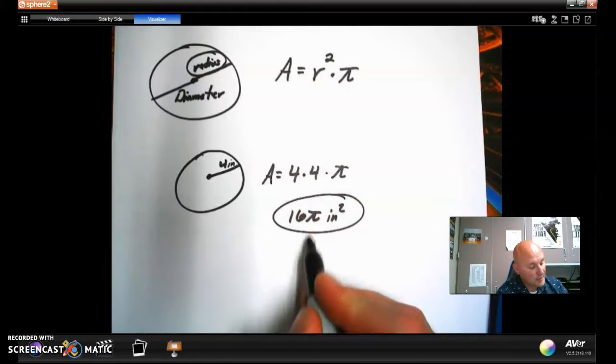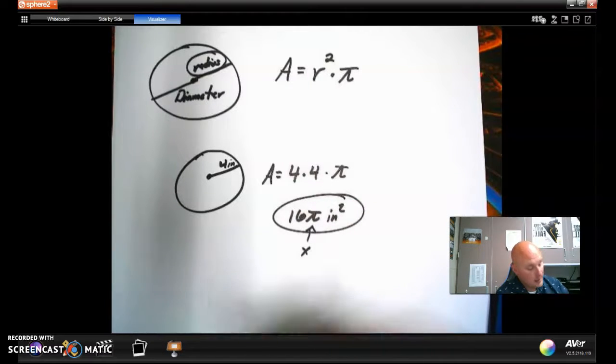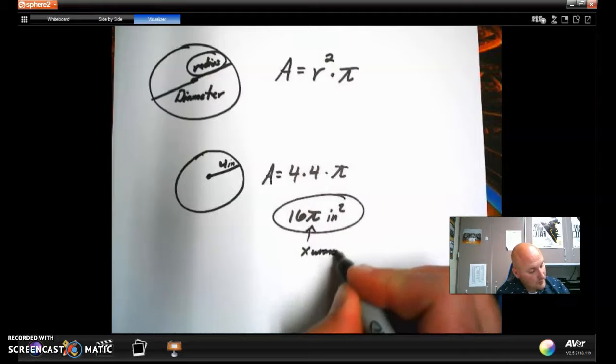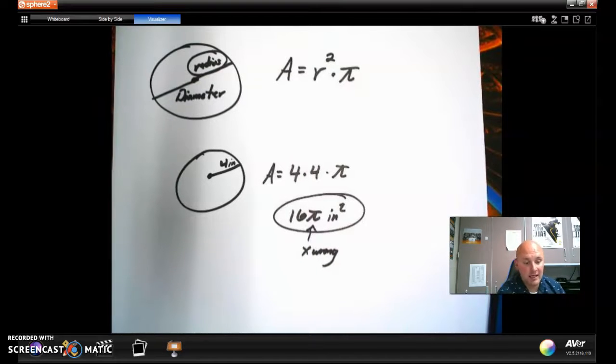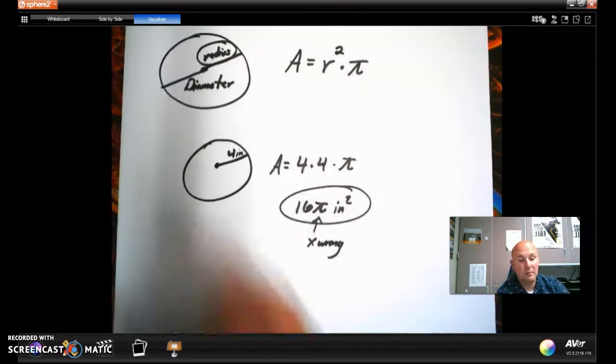Now, if you forget the pi, then it's wrong. You always have to have that pi in there, right? Always bring pi to the party.